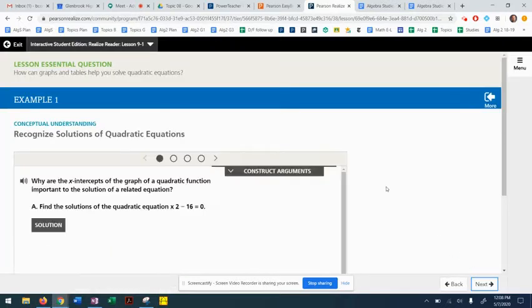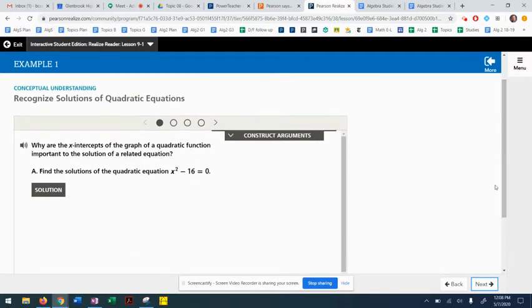All right, for our first example, we're going to take a look at this question. Why are the x-intercepts of the graph of a quadratic function important to the solution of the related equation? The goal here is to find the solutions to this quadratic equation, x squared minus 16 equals 0.